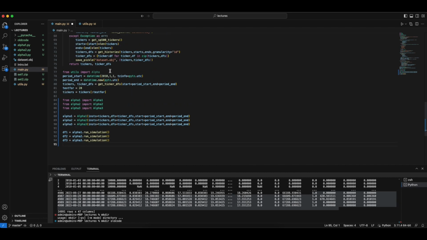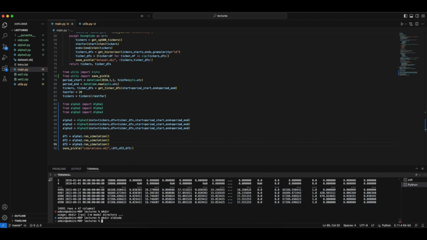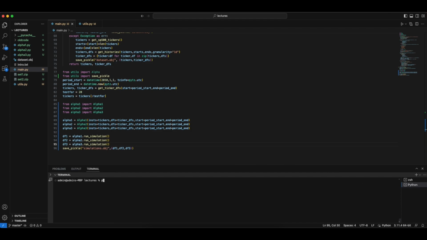To demonstrate that, I'm just going to run these 3 files. So I'm going to import save pickle, simulations.object, and this is df1, df2, df3. So let's get these 3 data frames and inspect that later. But for now, we're just going to run this code, and let us explain the concept of volatility as we're waiting for this 3 backtest run.